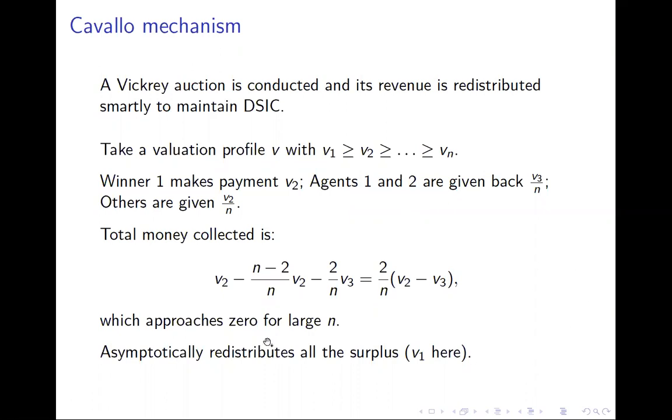This mechanism is also similar to that, but the main difference is that one was budget balanced but inefficient. This one is efficient because it allocates the entire object to the highest valued agent, but it is not budget balanced. So you should go back to that mechanism and try to compare it with this Cavallo mechanism.